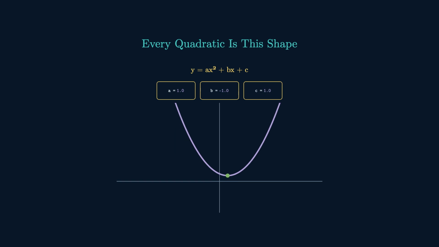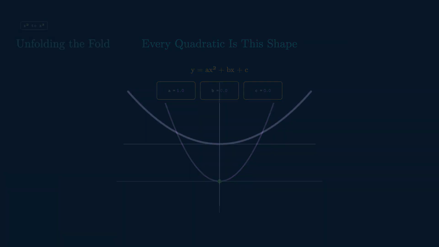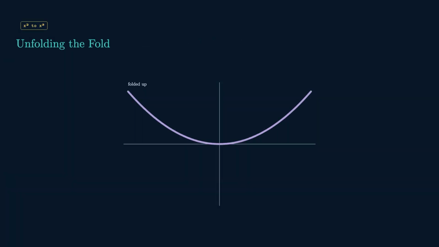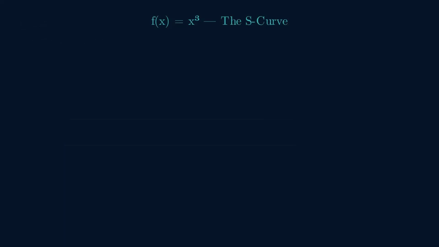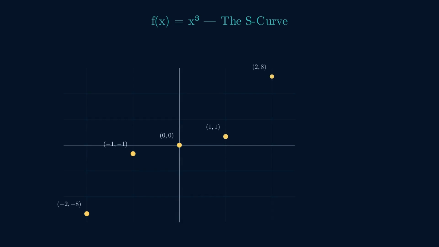Now add one more factor of x. Squaring folded every negative input up to match its positive twin. Now multiply by x one more time and watch that fold vanish. Nothing gets discarded here. Every sign survives, so the left arm drops back down below the axis into an s. f of x equals x cubed. Negative 2 goes to negative 8. Negative 1 to negative 1. 0 stays 0. 1 to 1, 2 to 8.